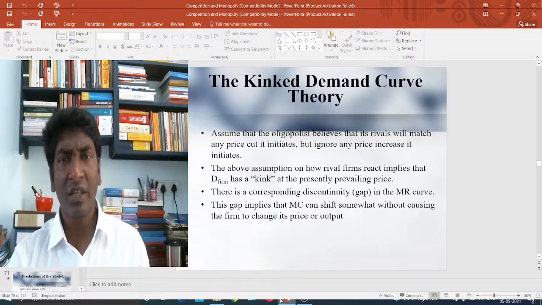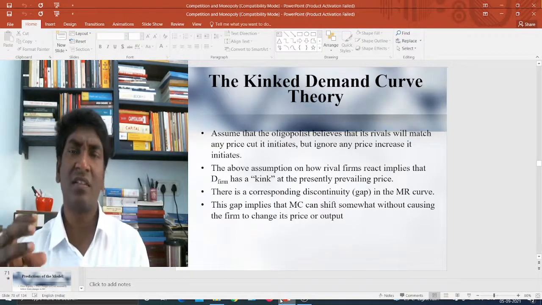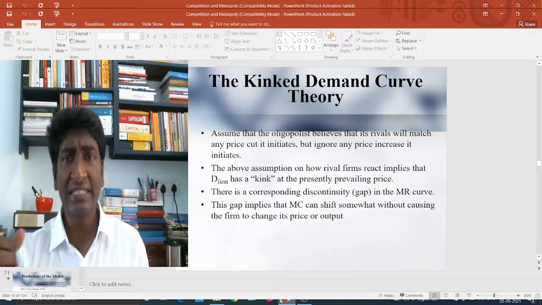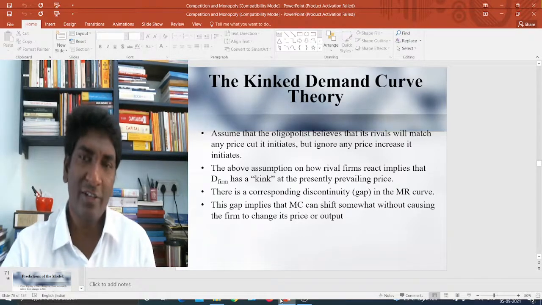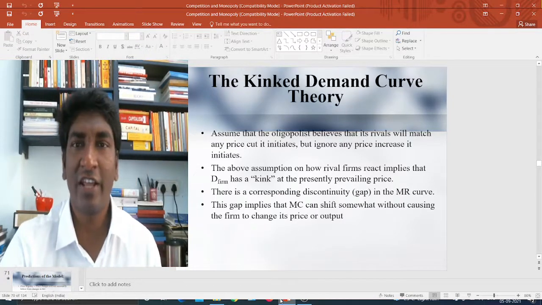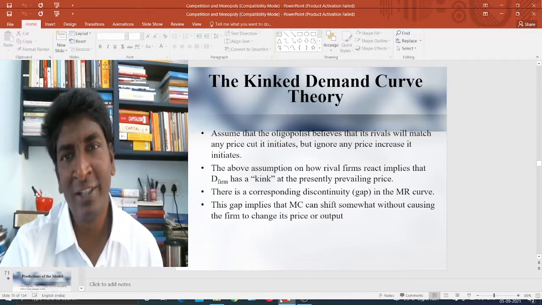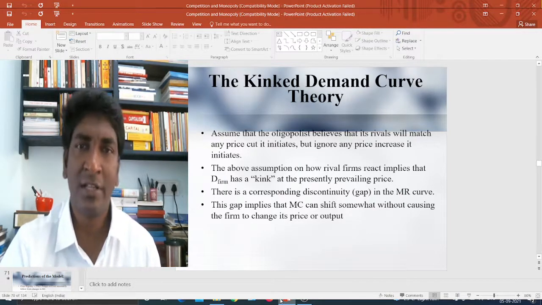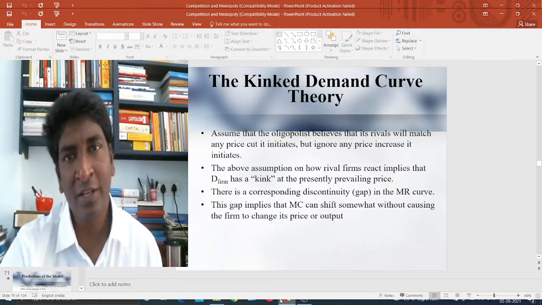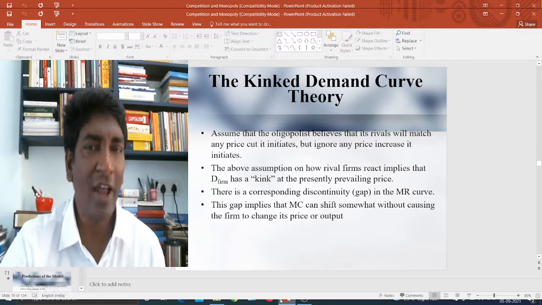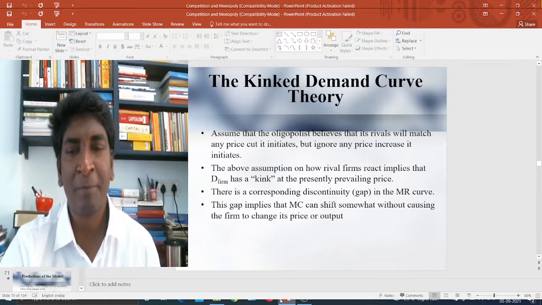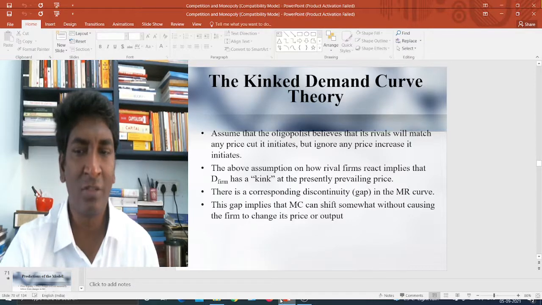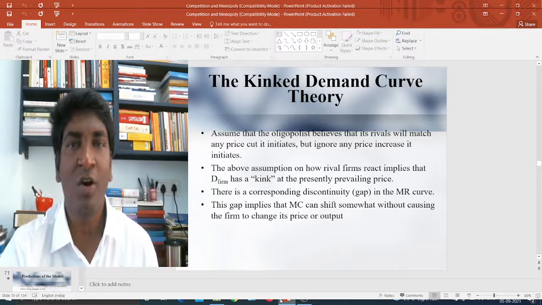Therefore, what the whole analysis tries to say is that there is a possibility of rigidity in the demand, or there is possibly a kink. What rigidity or smoothness tries to say is very simple: if you say smoothness, that means everybody behaves in the same direction. So an increase in price will lead to an increase by the other firms also, but this is not happening. So this gap implies that MC can shift somewhat without causing the firms to change their price or output.